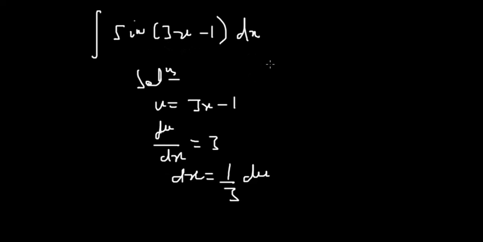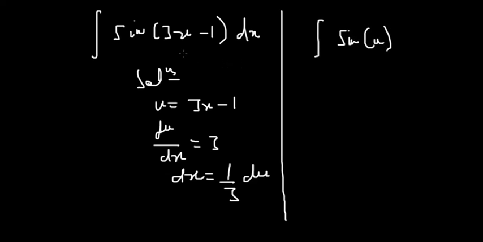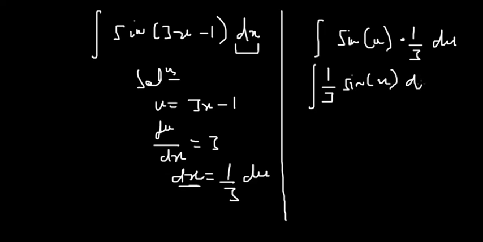So now from this expression, we have the integral of sine of u, because 3x minus 1 is u, and then you multiply that by 1 over 3, because you are substituting the dx with 1 over 3 du. So from here you could just rewrite this as 1 over 3 with the integral, and then you have sine of u, and then du.